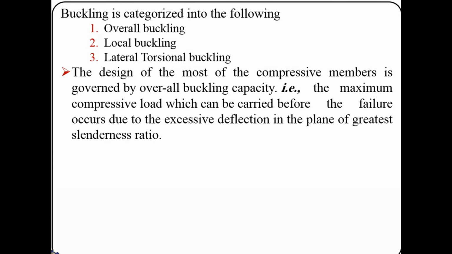So the design of most compression members is governed by overall buckling. So the maximum compressive load which can be carried before failure occurs is due to excessive deflection in the plane of the greatest slenderness ratio. It means that a member will always buckle about the axis for which the slenderness ratio is larger, or for which the radius of gyration is minimum. So AISC and different design codes say that there must not be any local buckling before overall buckling. So in most design cases, we only consider overall buckling.